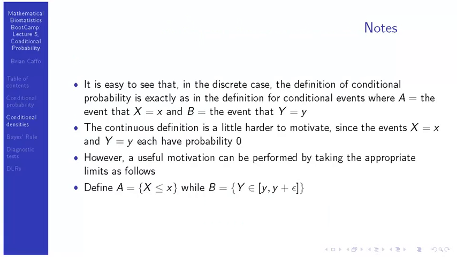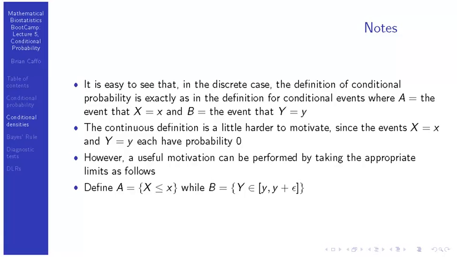In the discrete case, where x can only take so many values, 1, 2, 3, 4, this definition of conditional probability is exactly the definition that we used for events, where A is the event that X equals x and B is the event that Y equals y. So there's no confusion. It exactly agrees with our definition of conditional probability.